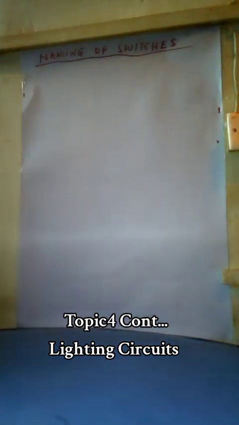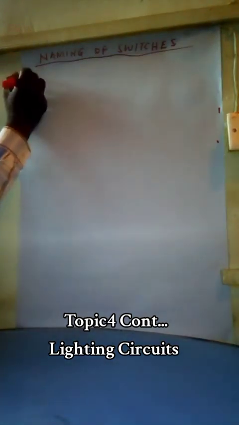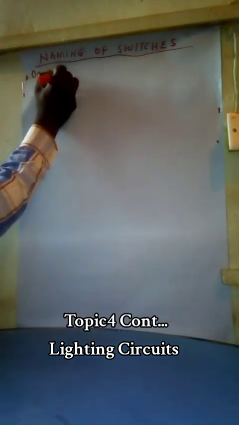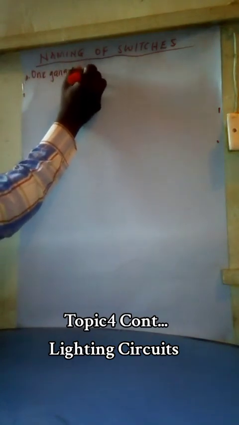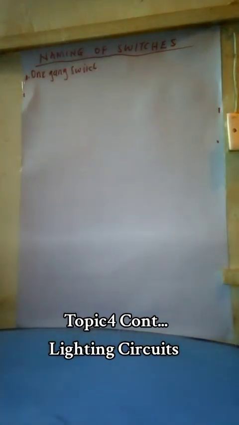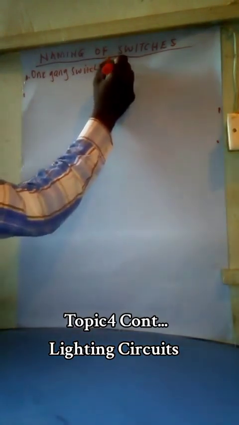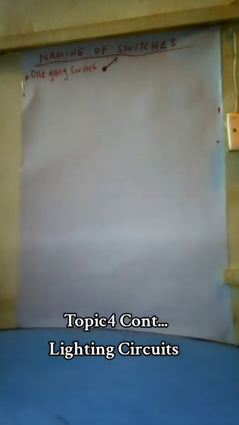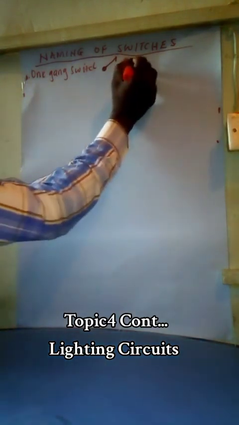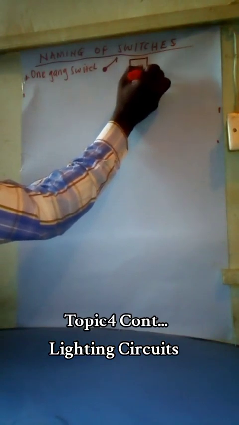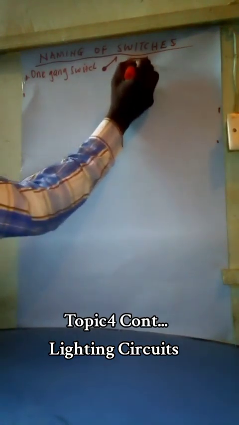So naming of switches. Remember, we have one gang switch, and remember there is the graphical symbol, and this switch appears this way, the normal like this, and it has a rocker that you press on and off.